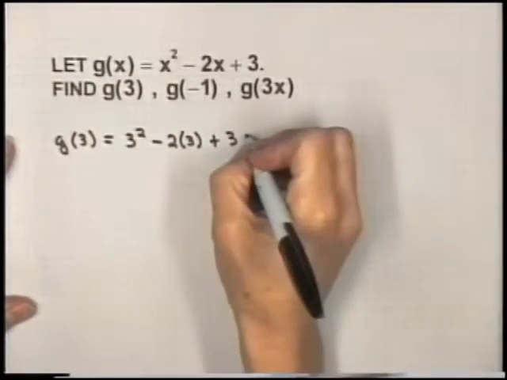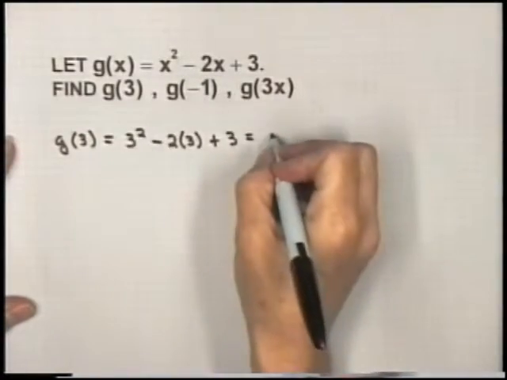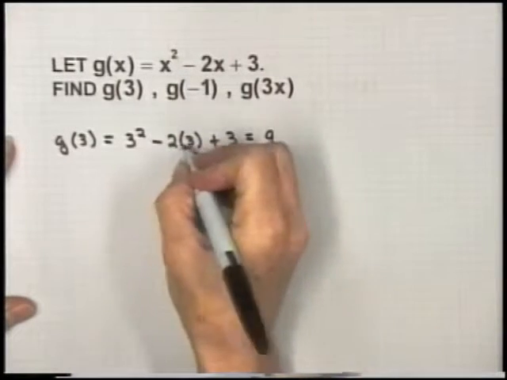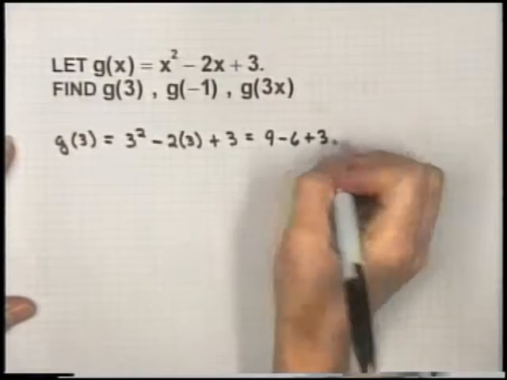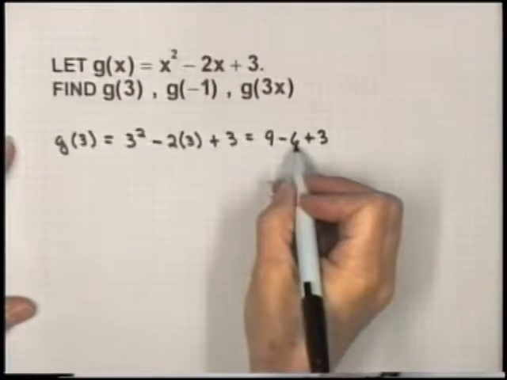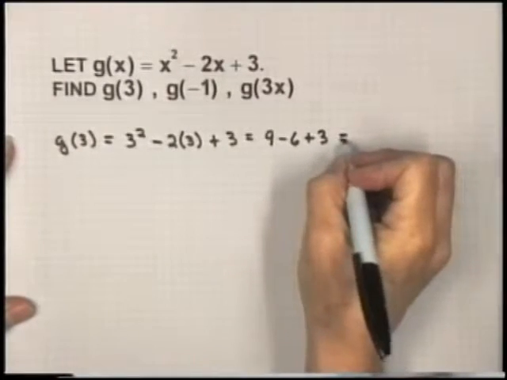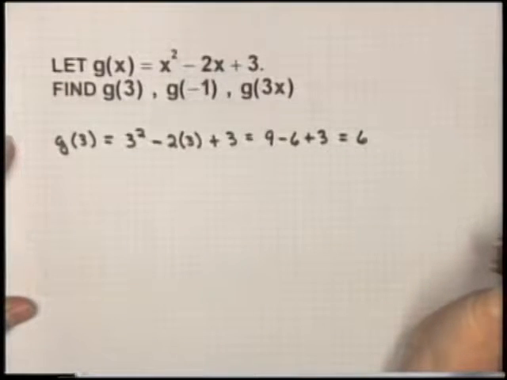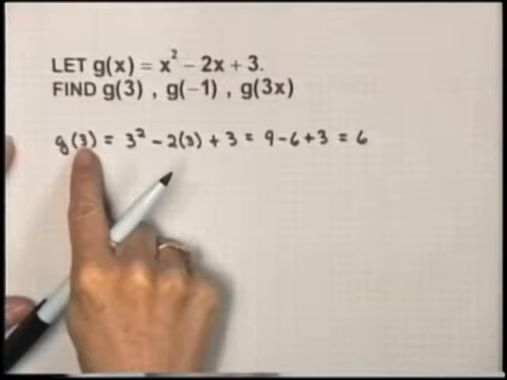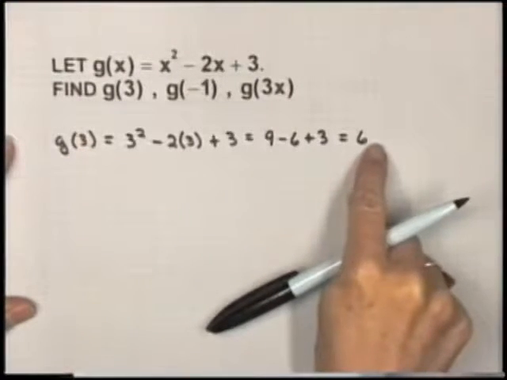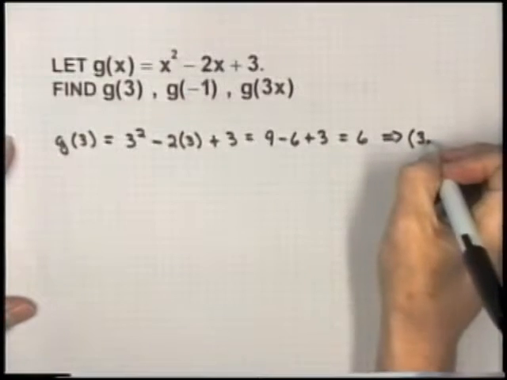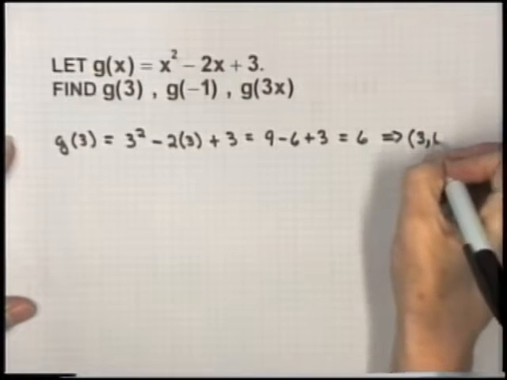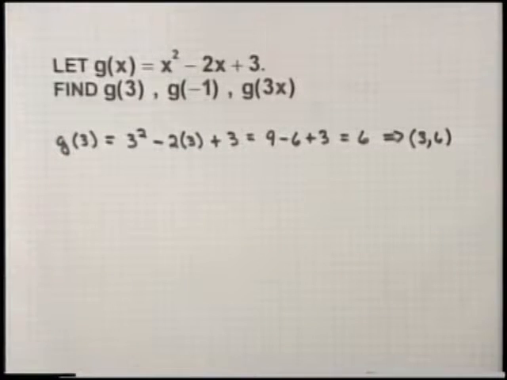Now we will simplify. 3 squared is 9. Minus 2 times 3 is a minus 6, plus 3. 9 minus 6 is 3. 3 plus 3 is 6. Now, what does this mean? If we let x be 3, our second coordinate is 6. Remember, this is equivalent to saying if I put a 3 in for x, my second coordinate is going to be 6.